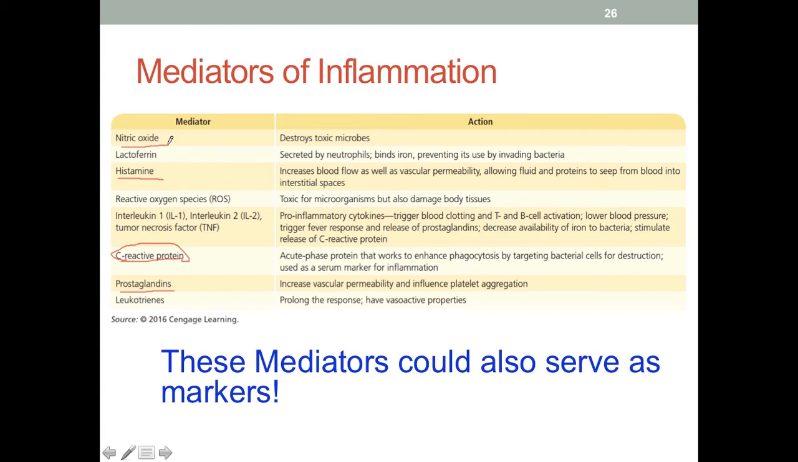There's also nitric oxide, which is kind of like a double-edged sword. It can kill invaders, but it also does damage to normal tissue when it is generated improperly or in excessive amounts.